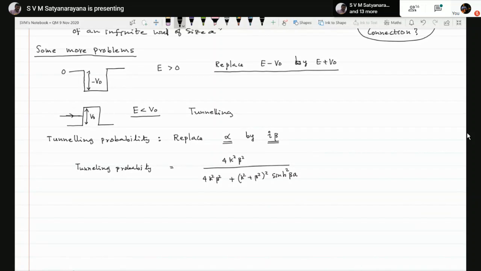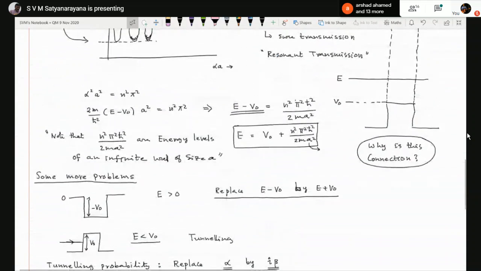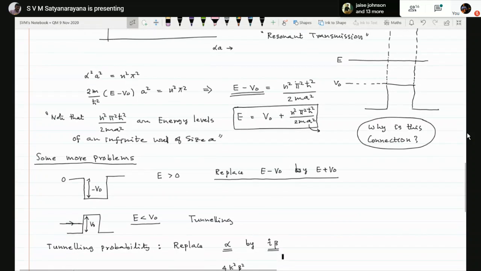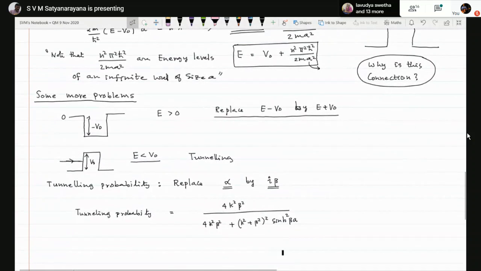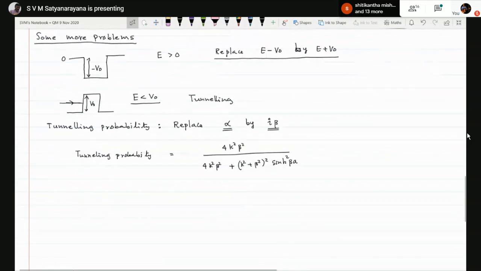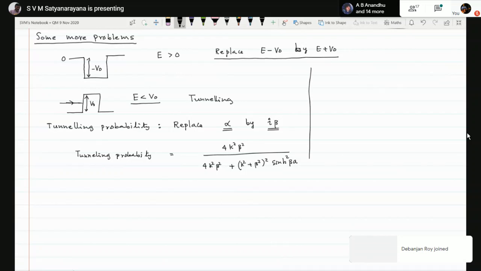So you can see that we have solved many problems with this one problem, because the methodology that we have used, namely the boundary conditions, etc., are going to be the same for all these problems, and hence you don't have to redo the problem. And let me also tell you that this particular resonant transmission is a useful tool.